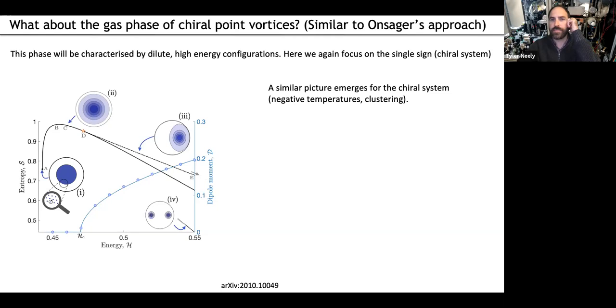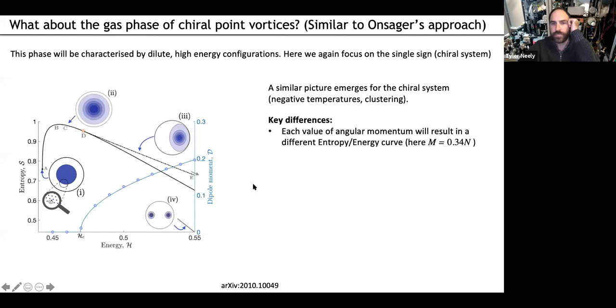And so again, this is now the entropy versus energy curve, for the single sign system. And actually, it doesn't really look that different from the neutral system. So the broad features are there. There's some infinite temperature state, and then there's this whole range of negative temperature states. The lattice, the Abrikosov lattice, is going to be some very low energy configuration of the vortices.